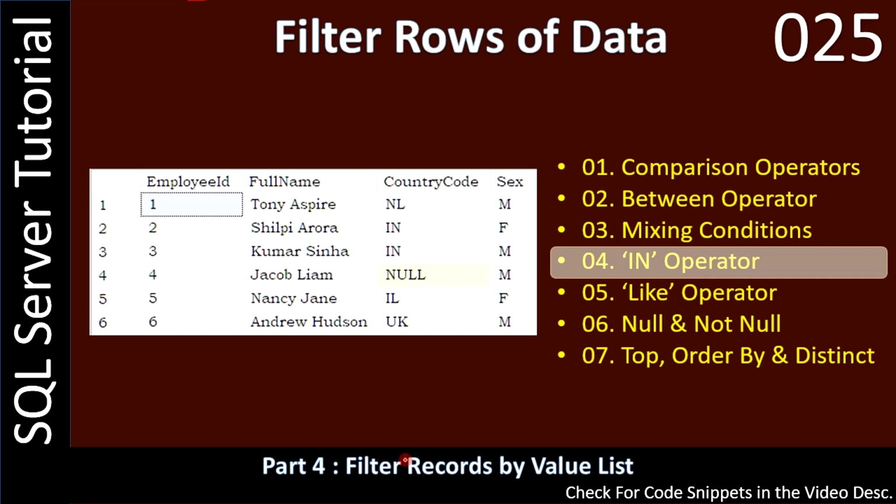In this video, we will see how to filter a record by value list. That means you can provide one or more values in the form of a list, and based on that list, you can make the record selection. Let's see the usage of the IN operator.